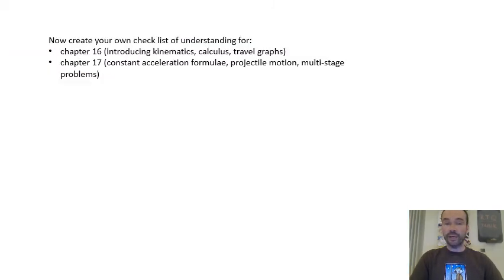Right, what I would recommend you do, we've looked at chapter 16 and chapter 17 now, 2 big chapters. I would create a checklist of understanding for those, okay? You could go onto the online textbook, take all the key points we've been looking at, take the PowerPoints we've been doing, and get a checklist for chapter 16, which introduced kinematics. Then we did the Suvat equations in chapter 17, which we applied to projectile motion, and then we applied to the multi-stage problems, and then we've come back to the calculus and the travel graphs. It's all brilliant and important.